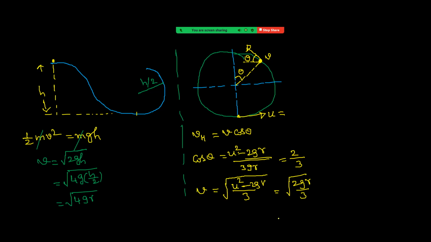And we know the r value. R value is h by 2, that means 2r equals h. So it is root of gh by 3. Substitute that here, we get the answer. 2 by 3 is cos theta, and the v value is root of gh by 3. That is our final answer. So you have to keep these points in mind: cos theta and v.